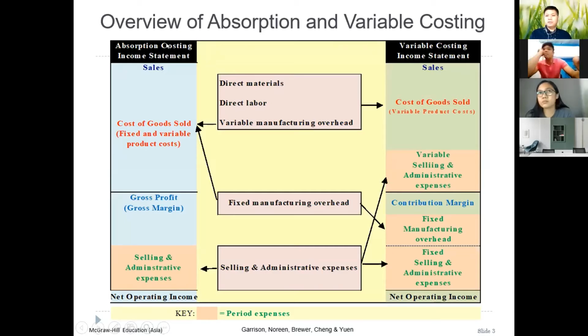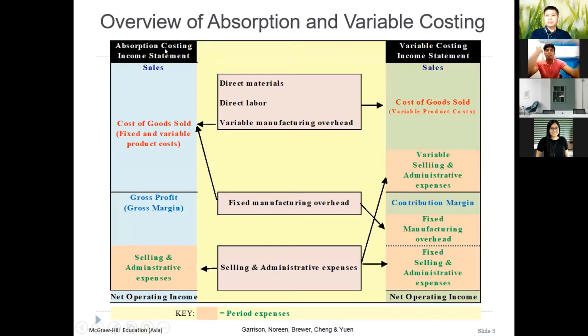On the left column, we have the absorption costing income statement. It gives us the sales less the cost of goods sold, which equals gross profit or gross margin, less the selling and administrative expenses. You have the net operating income. Is this not the traditional format income statement that we have? This is the traditional format, and this is the format that is used for external reporting.